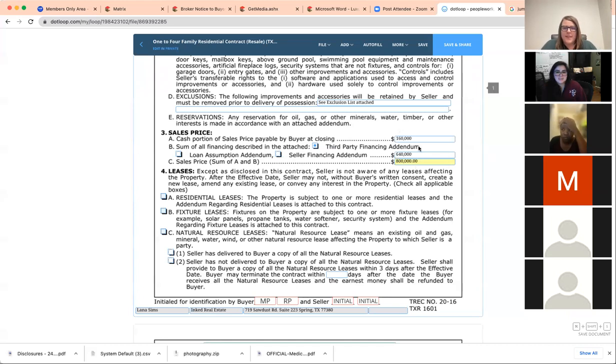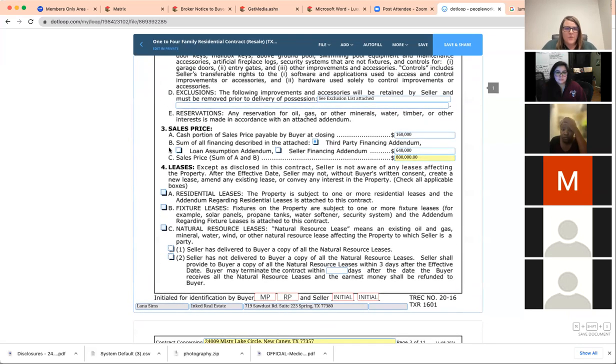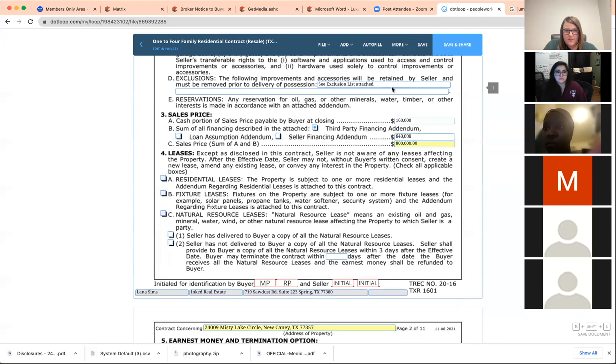Okay, so that's a nice little not-have-to-do-math feature. Make sure that you check off one of the financing options. Since there is financing and it's not cash, you have to check off either third party, loan assumption, or seller financing. If it was cash, you wouldn't do anything under B, and this would be left blank. So any questions in this section? It's pretty self-explanatory, but if there is just a cash offer, there'd be nothing in B, and it would be the same amount on A and C.